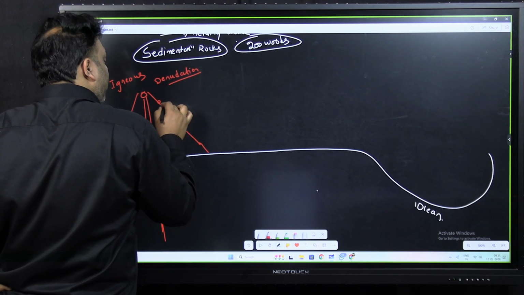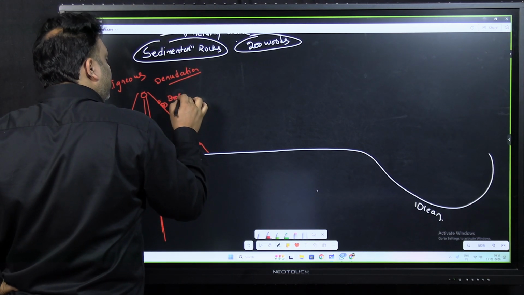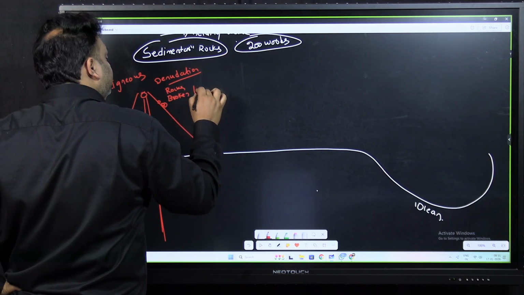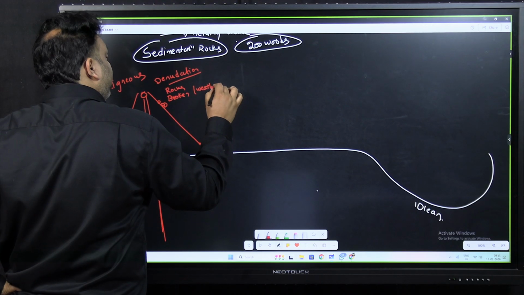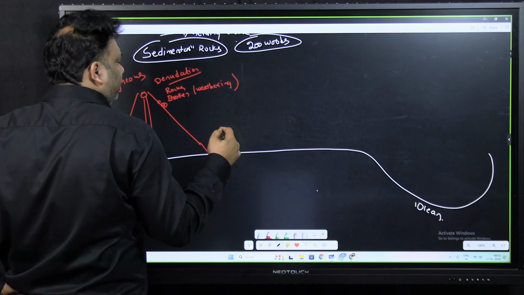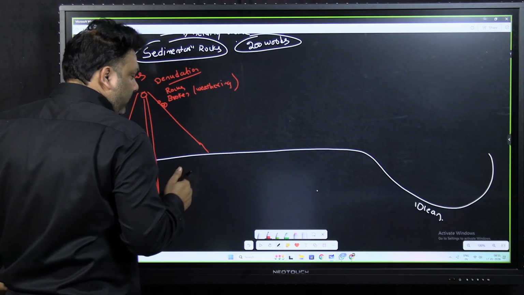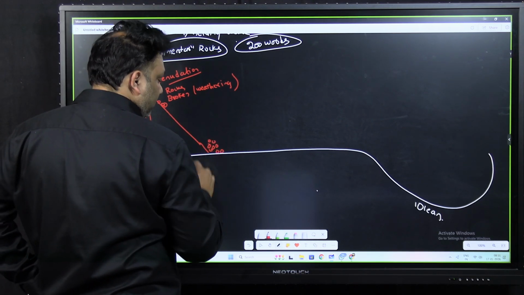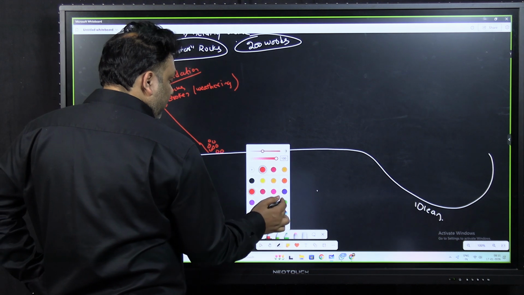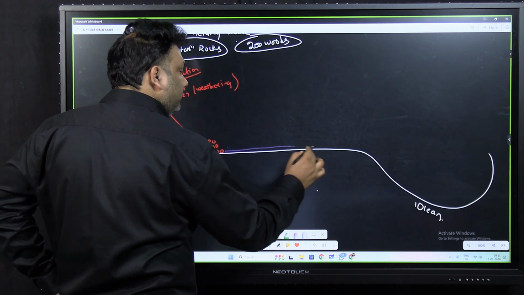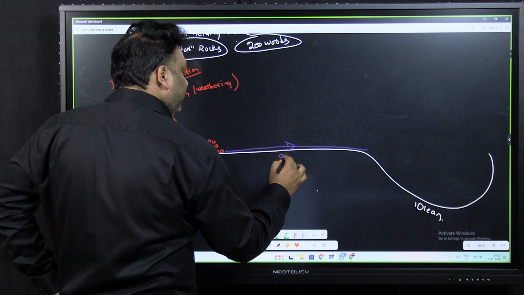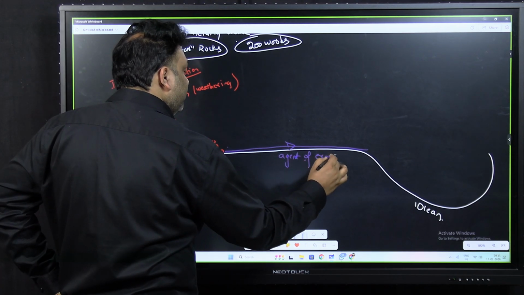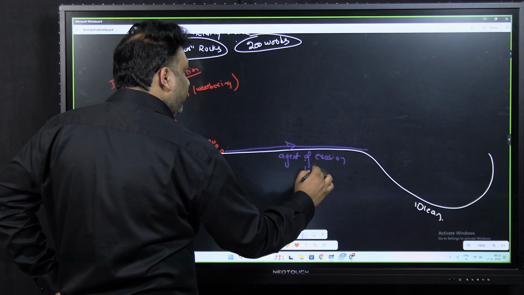Means the rocks will be broken. Rocks are broken because of weathering, because the rocks are exposed to the air, water, etc. And these small particles, these rocks will be falling down. And here we'll be having the agent of erosion. So this is the agent of erosion.